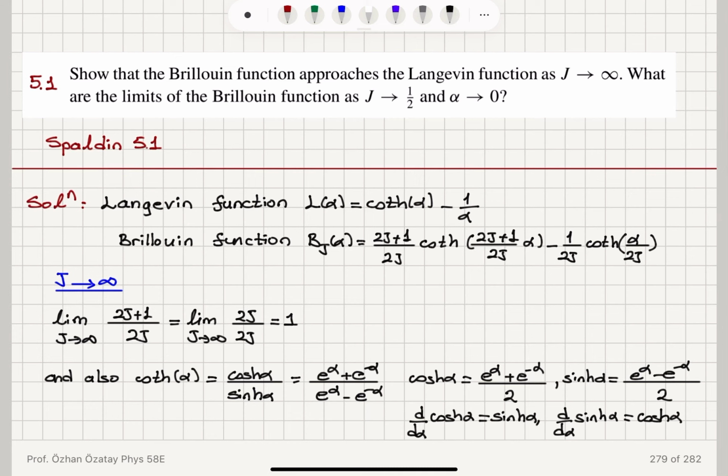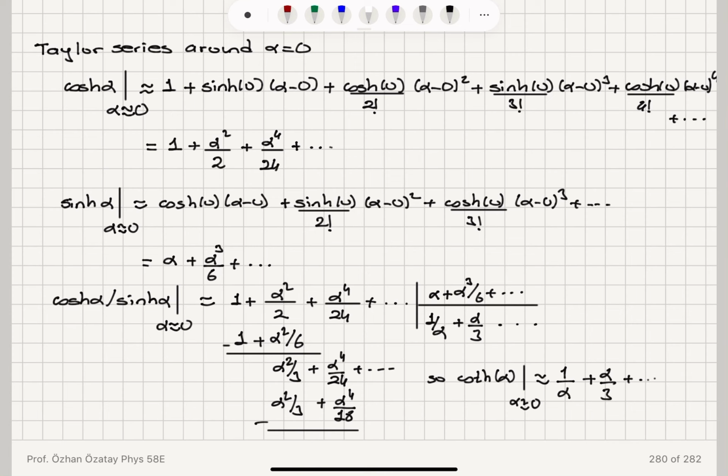In the limit j goes to infinity, this term becomes 1. 2j plus 1 over 2j becomes 1, as we have shown. And the cotangent hyperbolic term will become basically cotangent hyperbolic alpha. So the first term becomes cotangent hyperbolic alpha. The second term is minus 1 over 2j cotangent hyperbolic alpha over 2j, j goes to infinity, cotangent hyperbolic of something really small. So in order to figure out how cotangent hyperbolic function behaves in the vicinity of 0, I have written cosine hyperbolic and sine hyperbolic expansions, Taylor series around alpha equals 0. The cosine hyperbolic gives me this, sine hyperbolic gives me this. If I divide these two, I obtain cotangent hyperbolic expansion around alpha equals 0.